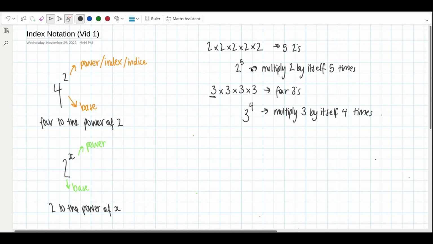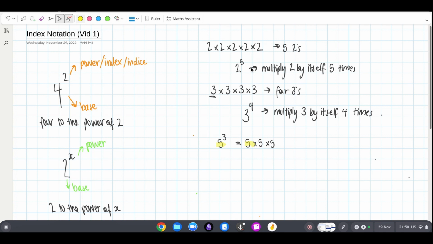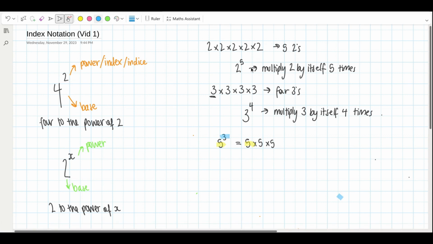Now, if we were to look at this the other way, if I say we've got 5 to the power of 3, we know that this will be the same as 5 multiplied by 5 multiplied by 5, because our base is 5, and we know that we need to have 3 5's, which we can see there.